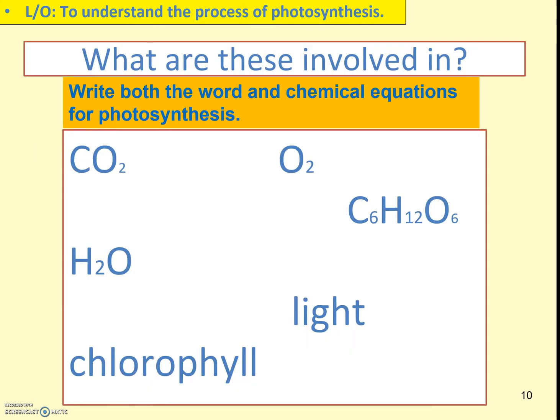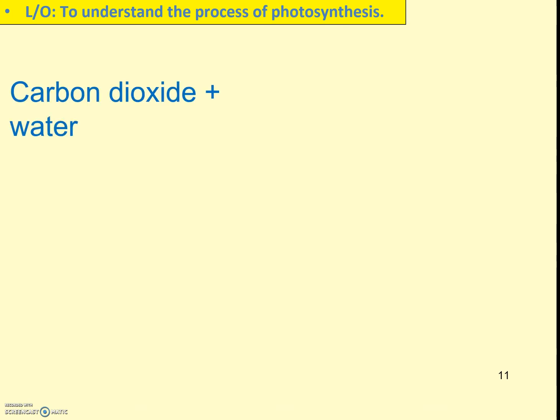Right, year 7s. Here are some of the key terminologies that you will need in order to understand the process of photosynthesis. We need the word equation and the symbol equation. So have a go at using the keywords on the screen to help you to write both the word and chemical equation for photosynthesis. Please check your work now.